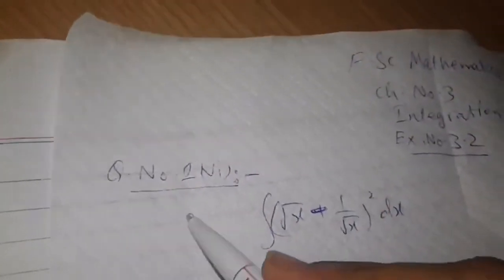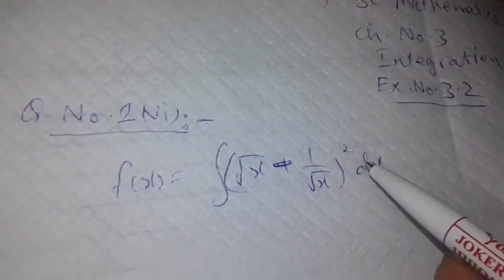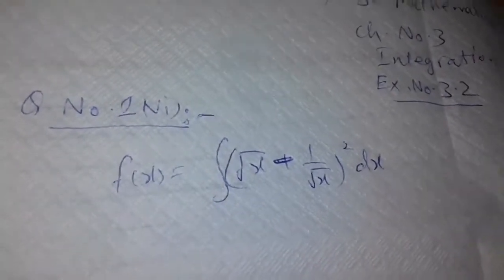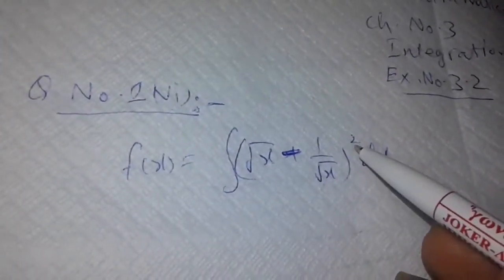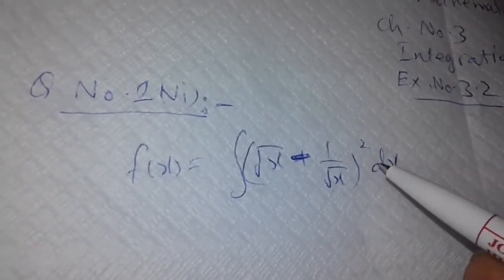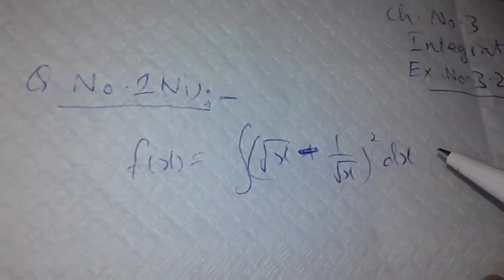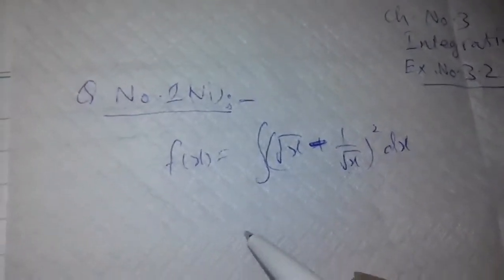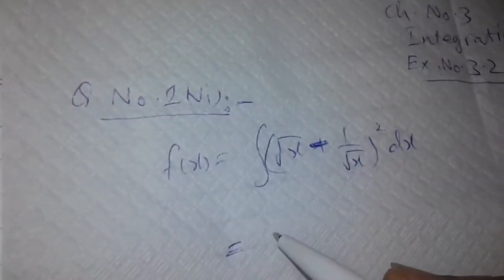Here the function for the integration is the integral of (√x − 1/√x) whole square dx. Here we have two terms with the whole square. First of all we will open this square and then we will integrate our function.